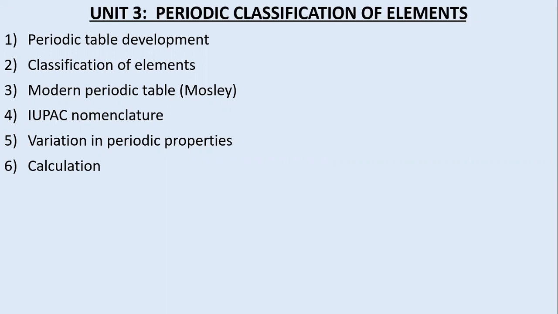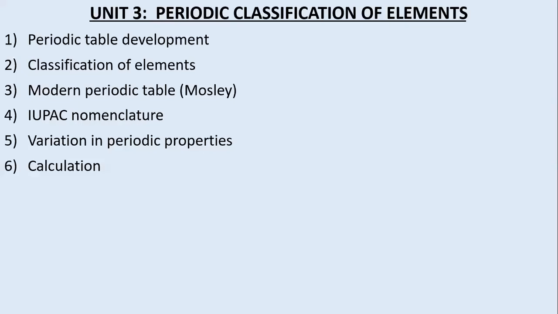IUPAC means International Union of Pure and Applied Chemistry. That is the abbreviation of IUPAC. Next will be the variation in periodic properties in many categories like atomic radii, ionic radii, ionization energy, enthalpy, etc. So many variations that we are also going to study under this periodic classification of elements.